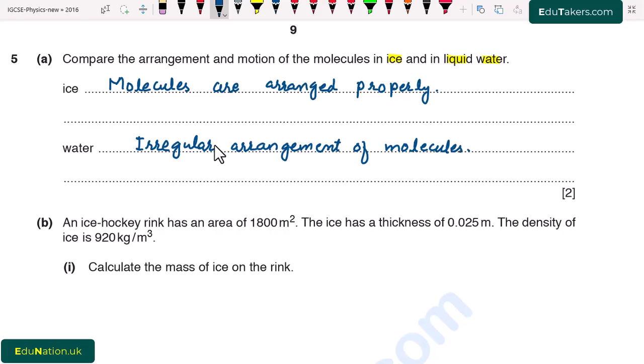According to the molecular motion, the molecules in the ice vibrate at their fixed position. I write here, molecules vibrate at their fixed position, and in the water, the molecules slide over each other.